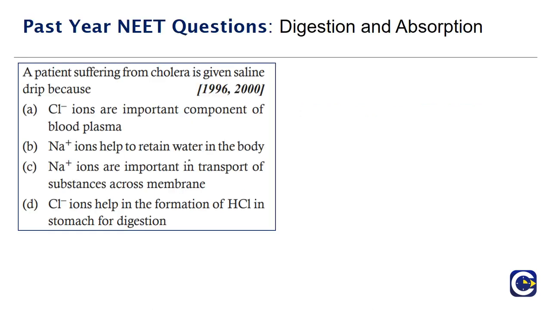So the first question is: a patient suffering from cholera is given saline drip because, option A, chloride ions are important component of blood plasma; option B, sodium ions help in retention of water in the body; option C, sodium ions are important in transport of substances across the membrane; option D, chloride ions help in formation of HCl in the stomach for digestion. So let's see what happens when a person is affected with cholera.